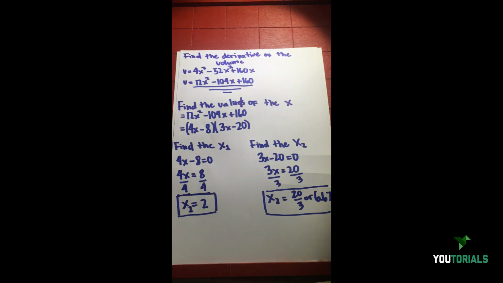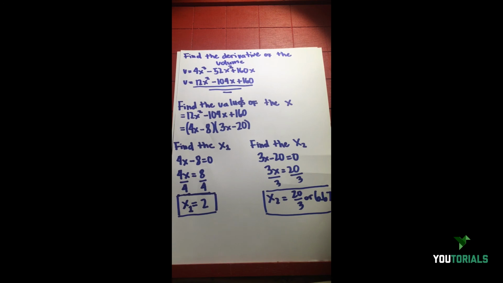Now, we'll find the derivative of the volume. Our volume is 4x cubed minus 52x squared plus 160x. Now, the derivative of that is 12x squared minus 104x plus 160. Now next step is to find the value or values of x. Now 12x squared minus 104x plus 160. We have to factor that out to find the value. Now the factors are quantity 4x minus 8 times quantity 3x minus 20.